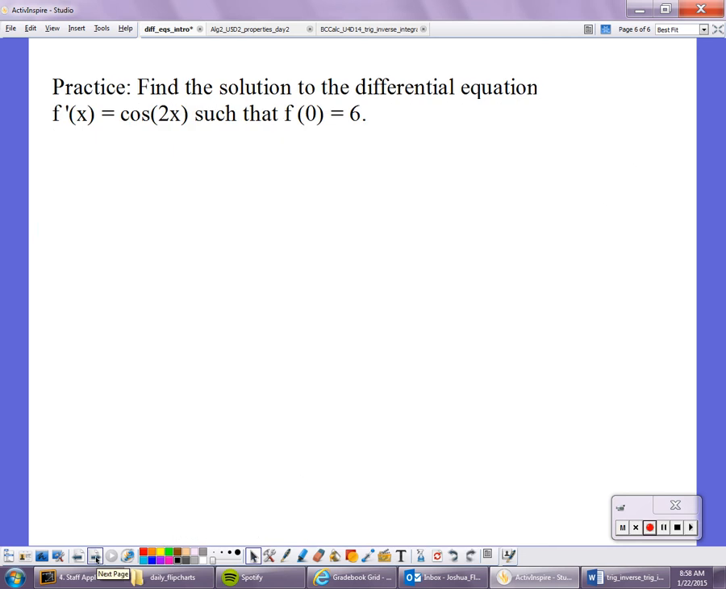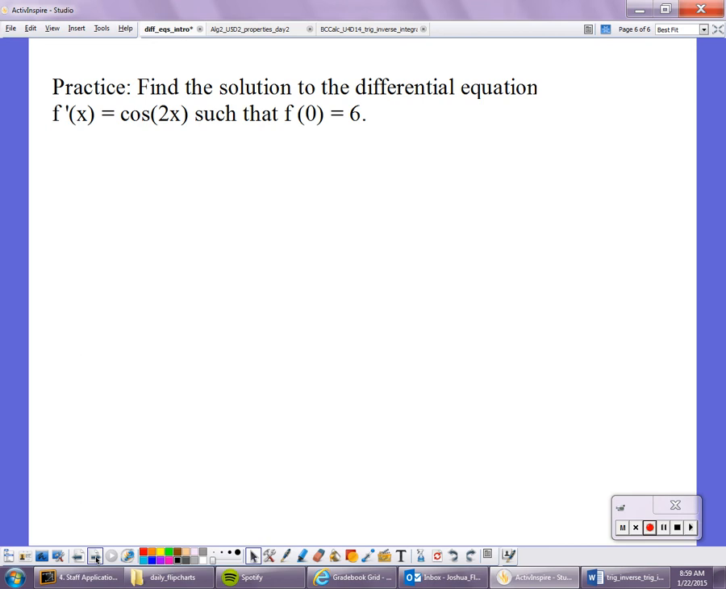All right. So why don't you pause the video here, just try out this problem. It says, find the solution to the differential equation f prime of x equals cosine 2x such that f of 0 equals 6. So pause here, do the problem real quick, and then come back and check the solution.